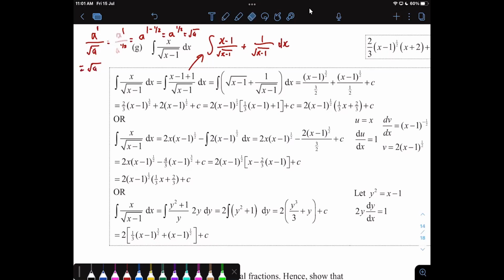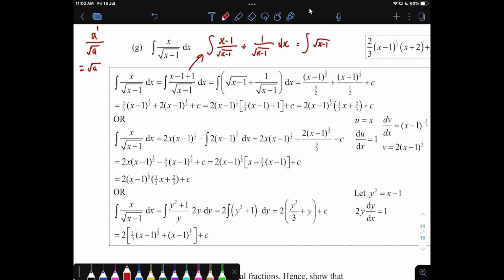I'll erase all this working because it's quite confusing. Okay, I'm sure you know this, right? And a over square root a is just square root a. So that means x minus 1 over square root of x minus 1 is actually just square root of x minus 1. Correct or not? Replace the a with x minus 1. Can?